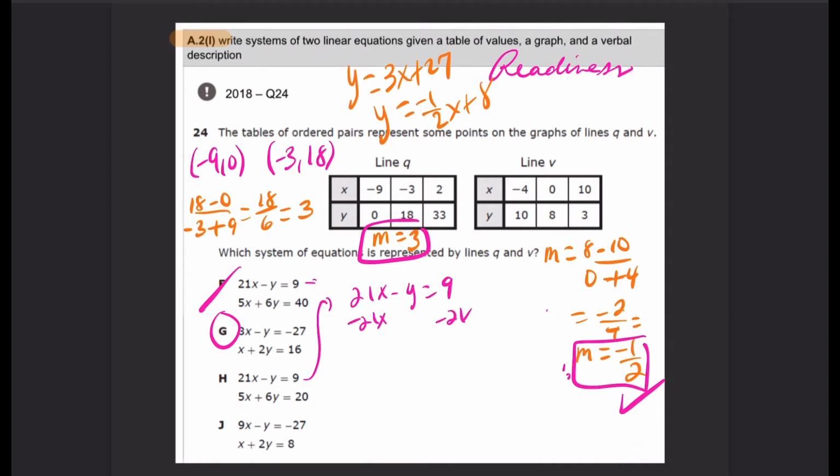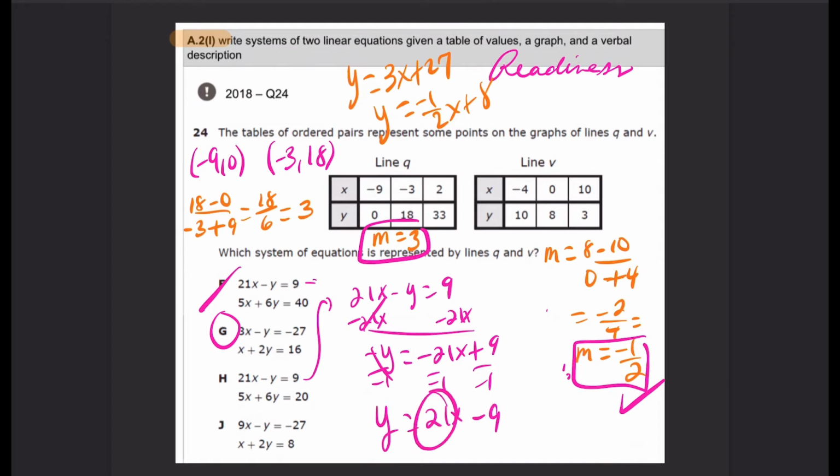But let me go ahead and just try it so you guys can see it. Minus 21x on both sides, so negative 1y is equal to negative 21x plus 9. Divide by -1 on both sides. Y is equal to 21x minus 9. The slope there is 21, so that right there is not correct.